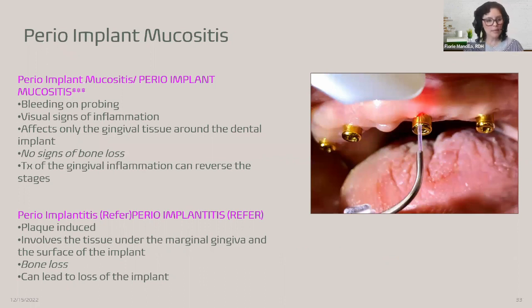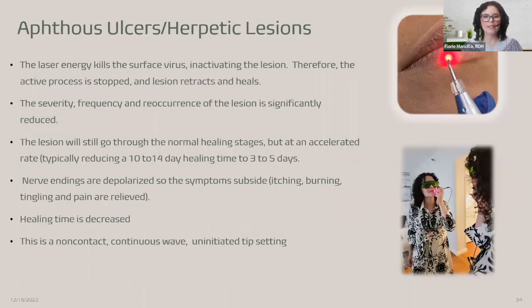We can also use it around implants. Important thing to note is it has to be on a bare fiber. So you don't want to use a laser on an initiated tip. You want to make sure it's an uninitiated tip. And if there are areas of bone loss, that would be outside of our scope and needs to get referred out. But the nice thing is, in most of our cases of patients that have implants, they do tend to be top heavy and they do tend to have a lot of inflammation around the gum line. So important to note that yes, you can use the laser for that.